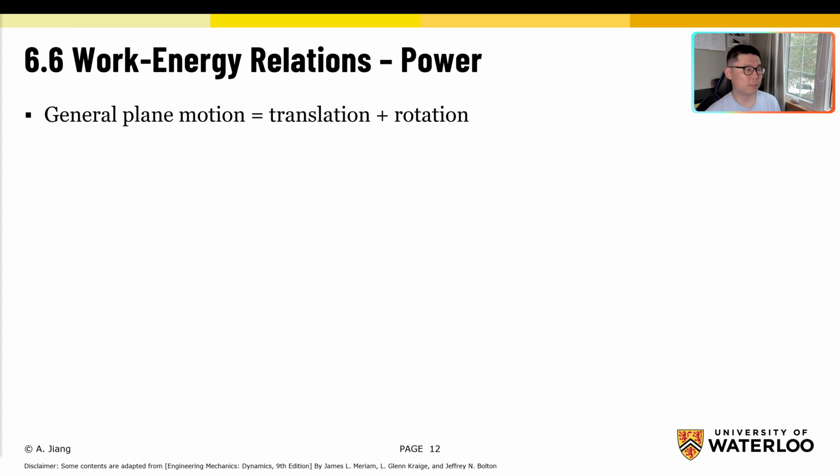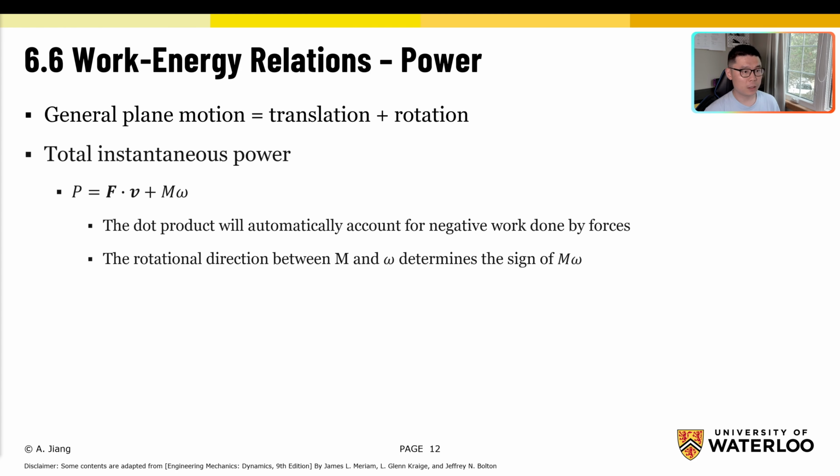Lastly, the power. Since energy can be treated by looking at translation and rotation separately, so does power. Here we have the total instantaneous power P equals force times velocity plus moment times angular velocity, where the Fv comes from the translational motion and the Mω comes from rotation. Alternatively, we can calculate power by taking the time derivative of the total energy if it's known. This is by definition. Of course, this will work.